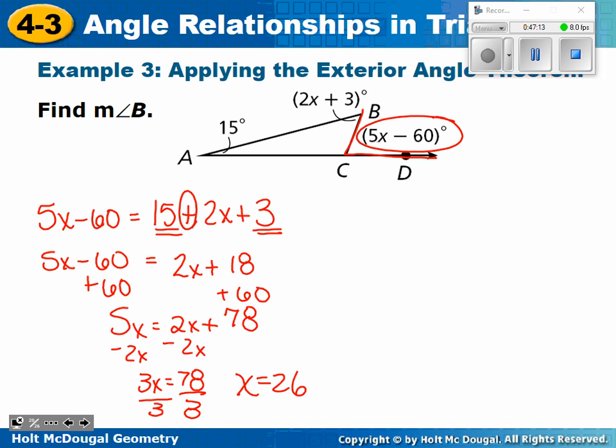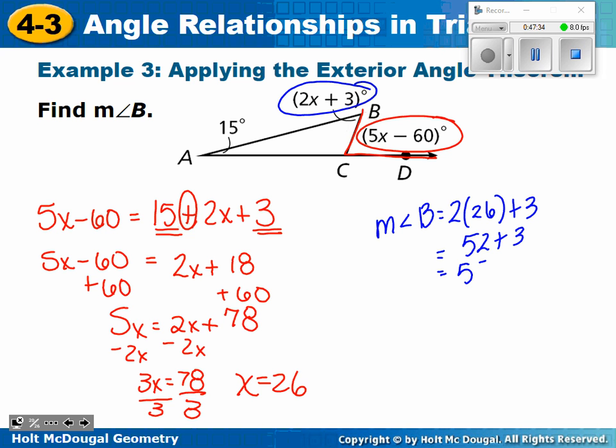The question, though, didn't say find x. What did it say to find? B, so we have to plug it in. So I go over here to B. The measure of angle B should equal 2 times 26 plus 3. What's 2 times 26? 52 plus 3. 55. And that would be our answer with degrees. Questions? We're good with exterior angle theorem?